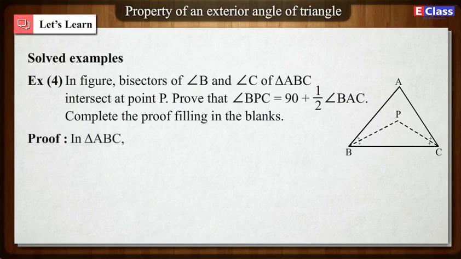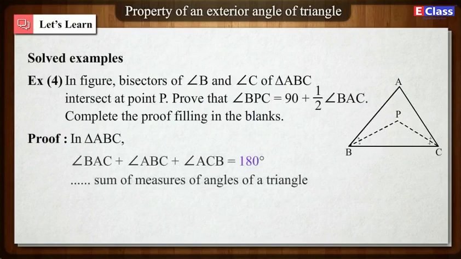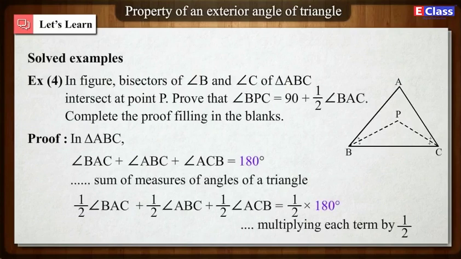Proof. In triangle ABC, angle BAC plus angle ABC plus angle ACB is equal to 180 degrees by sum of measures of angles of a triangle. Half angle BAC plus half angle ABC plus half angle ACB is equal to half multiplied by 180 degrees. That is, multiplying each term by 1/2.